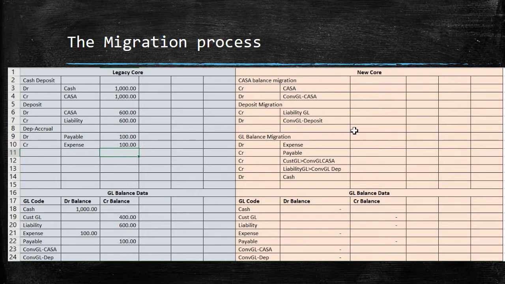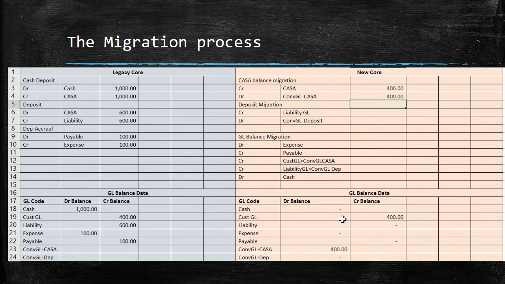As part of the migration, I will migrate first the CASA balance. What's the CASA balance? The CASA balance is actually 400 at this stage because he's already created a deposit of 600. So he will do a credit of 400, and this time, to balance itself, it will debit a conversion GL, a parking GL or a suspense GL, for 400. If you look at the balance sheet, your customer GL has 400 and the conversion GL has a balance of 400.